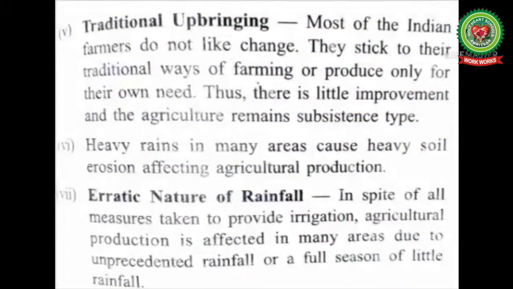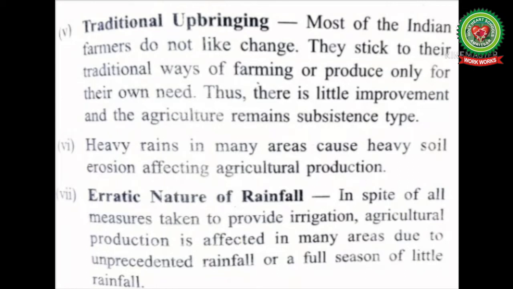Next problem is traditional upbringing. Most of the Indian farmers do not like change. They stick to their traditional ways of farming or produce only for their own needs. Thus, there is little improvement and the agriculture remains subsistence type. Heavy rains in many areas cause heavy soil erosion affecting agriculture production.